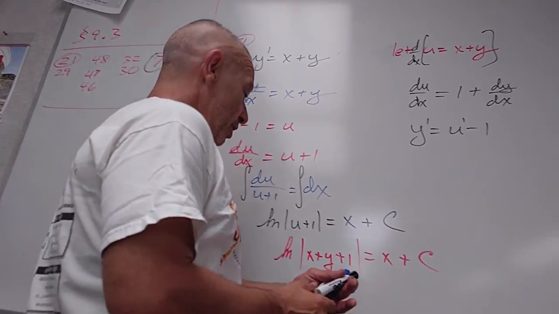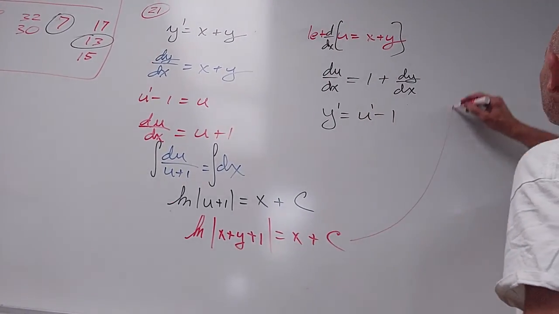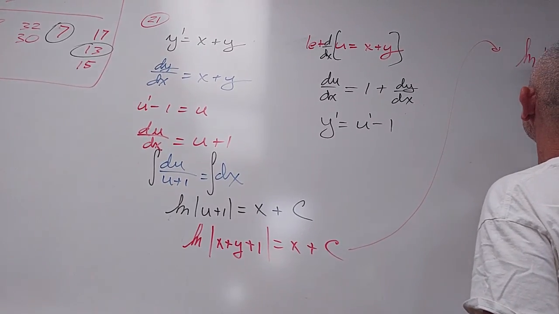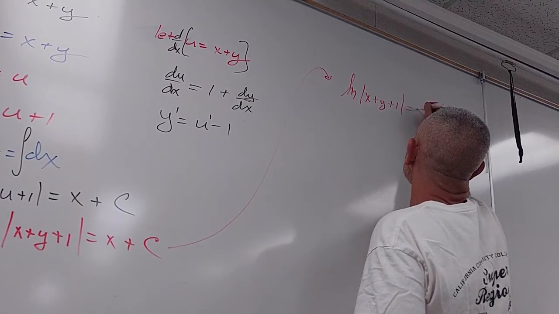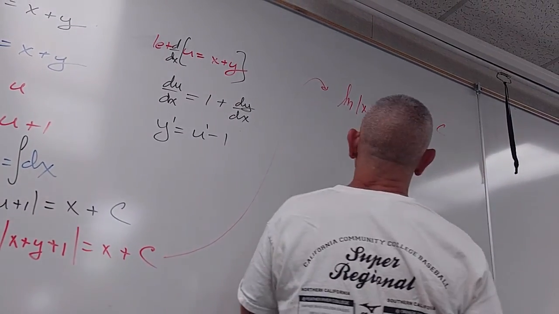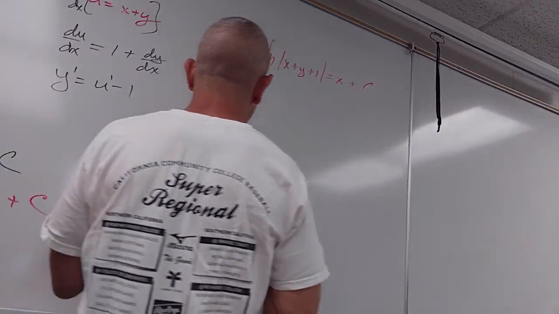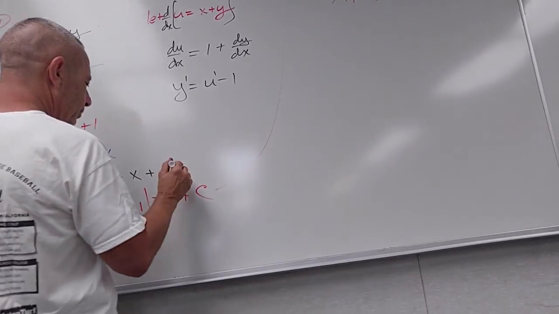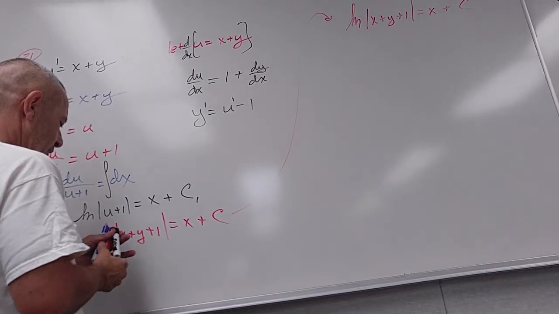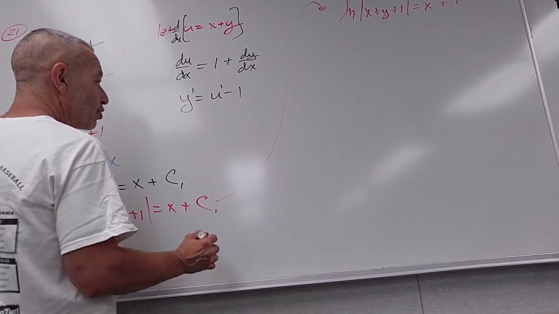All right, so let's take this as written. ln absolute value of x plus y plus 1 equals x plus c. So to eliminate the ln, actually, let's call this c1. And you'll see why shortly.